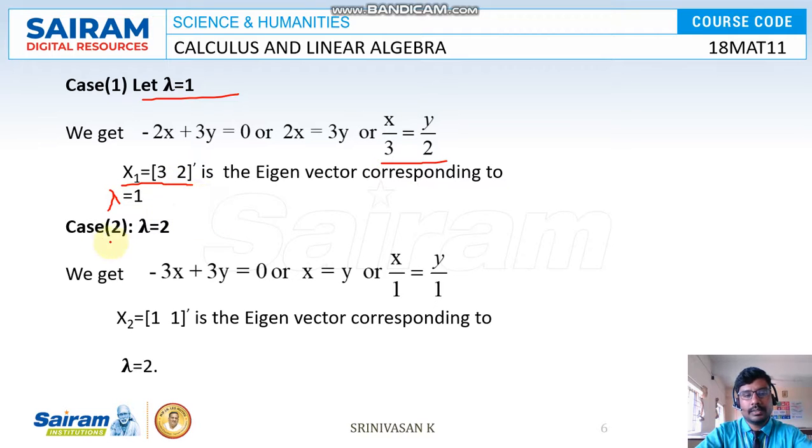Next we have to find the second one. If lambda equal to 2, what happens to the equations?